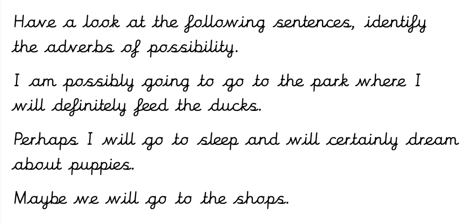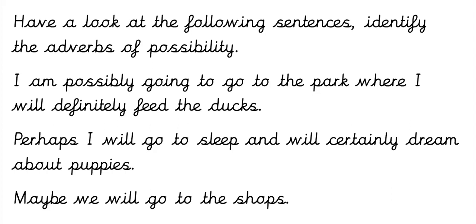So let's have a look at the following sentences. Can you identify the adverbs of possibility? So remember, they are showing how certain something is. So they are showing how certain the sentence is. Can you pause the video? And how I would do it, I would write 1 to 3 down the side of your paper and I would just write the adverb of possibility. Pause the video now and have a go.